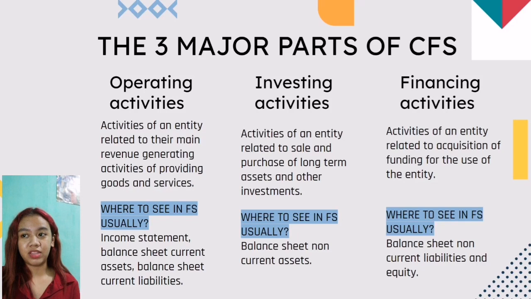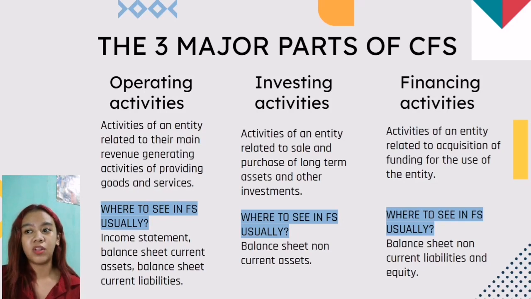Investing activities: activities of an entity related to the sale and purchase of long-term assets and other investments. Where to see in FS usually? This is usually found in the balance sheet, non-current assets. Financing activities: activities of an entity related to the acquisition of funding for the use of the entity. Where to see in FS usually? It is usually found in the balance sheet, non-current liabilities, and equity. So, let us know the three major parts more deeply.